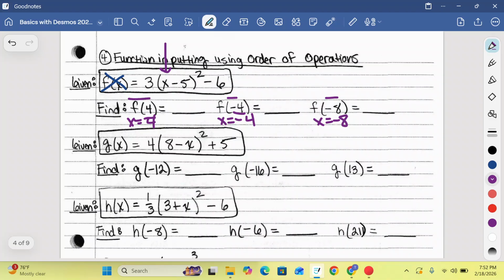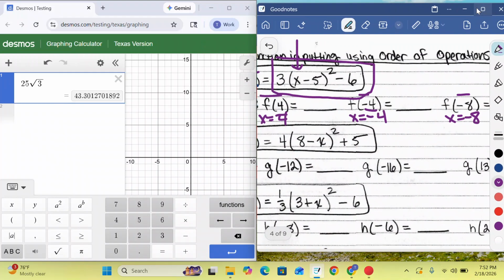So let me go ahead and show you. And remember that we don't have to worry about the f of x. It's just there to distract us. So we're really worried about this expression that we're dealing with. So then that way we can just get a function. So let's go ahead and put it in Desmos.